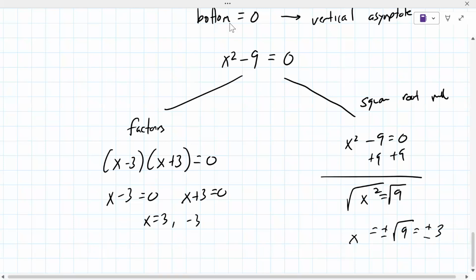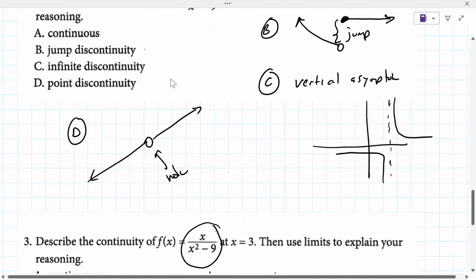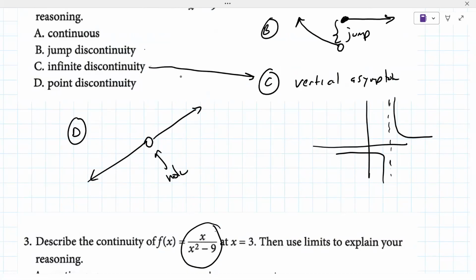Now, when the bottom is 0, that's a vertical asymptote. So you're supposed to know that combined with this up here to recognize that a vertical asymptote is an infinite discontinuity. So the answer is C.